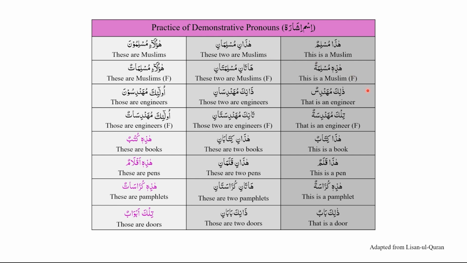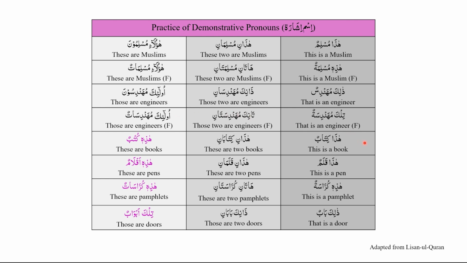Zalika muhandisun. That is an engineer. Zanika muhandisani. Those two are engineers. Ulaika muhandisuna. Those are engineers. Tilka muhandisatun. That is a female engineer. Tanika muhandisatani. Those two are female engineers. Ulaika muhandisatun. Those are female engineers.